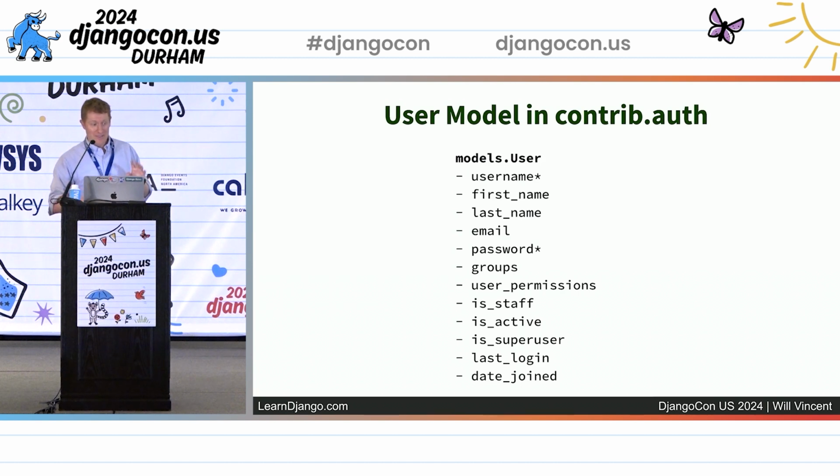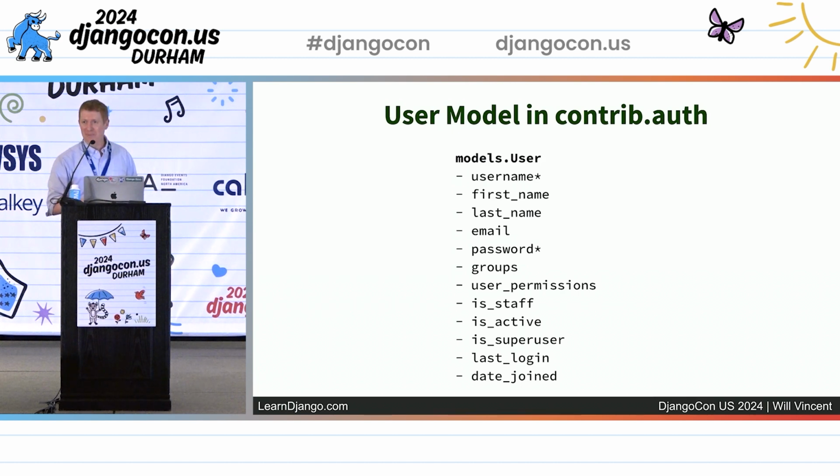It's all right there. It's the same fields. And it's worth looking at them just because we're going to talk about them during the talk. So username and password both have little asterisks. They're the only required fields. Obviously, we need some way to identify and authenticate someone. But then we have all these other ones.